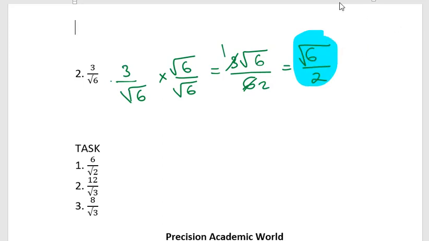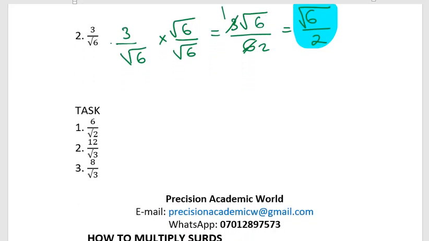Now what are we doing here? We are making sure we don't have a surd, that's a radical, on the denominator. So by doing that, just rationalize, and that's very simple. Okay, you have some tasks to try out on your own.